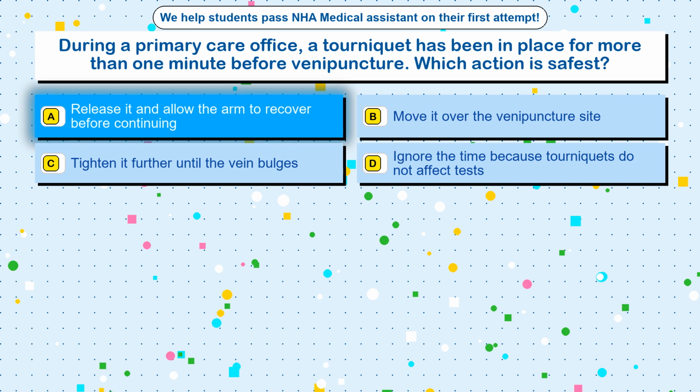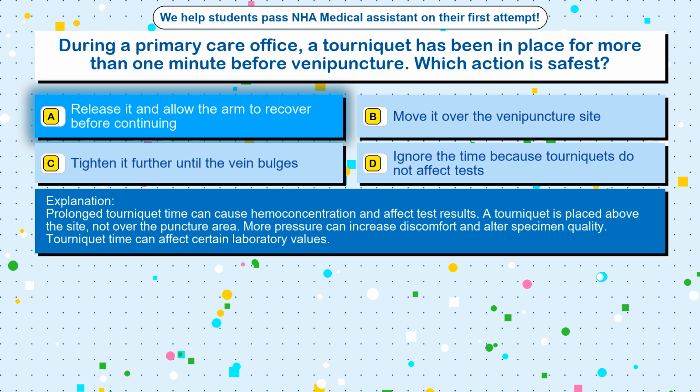Release it and allow the arm to recover before continuing. Prolonged tourniquet time can cause hemoconcentration and affect test results. A tourniquet is placed above the site, not over the puncture area. More pressure can increase discomfort and alter specimen quality. Tourniquet time can affect certain laboratory values.